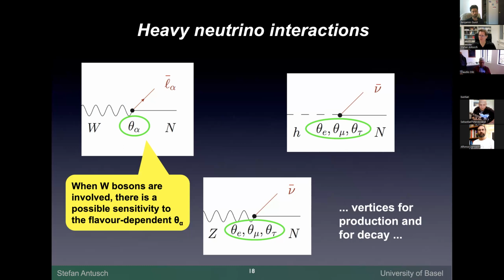So these are the interaction vertices. You have them for the production in this minimal scenario where you have the standard model plus some sterile neutrinos, some HNLs, but you also have them for the decay. And you can imagine that when the neutrinos are lighter than the W, then they can only decay via off-shell mediator states, and so you can have them potentially long-lived. And this is something which gives very nice signatures.